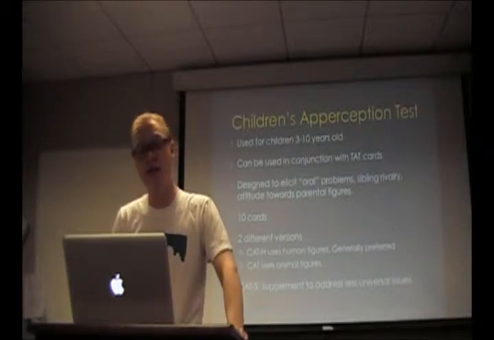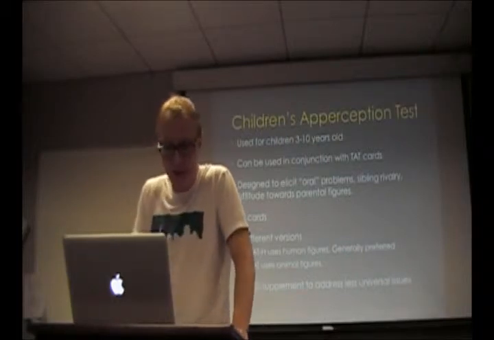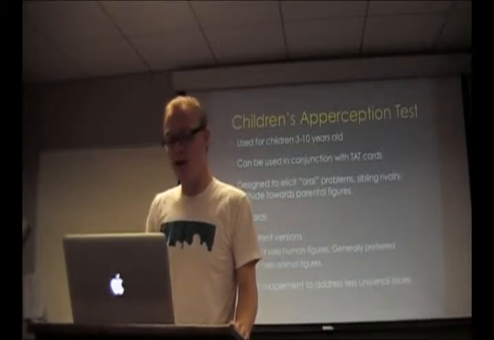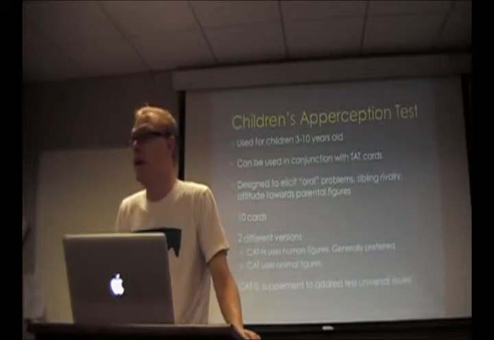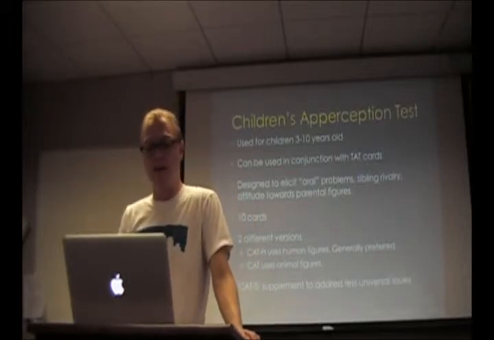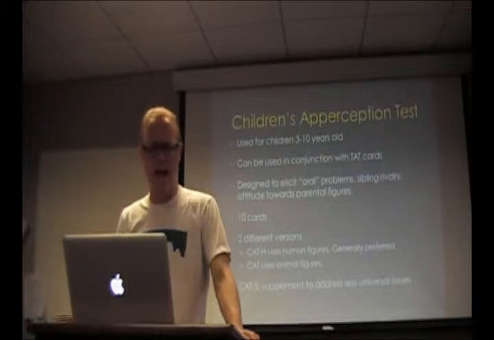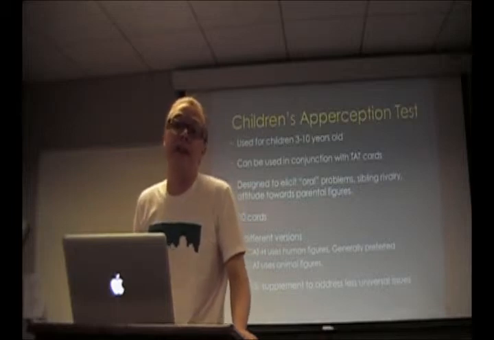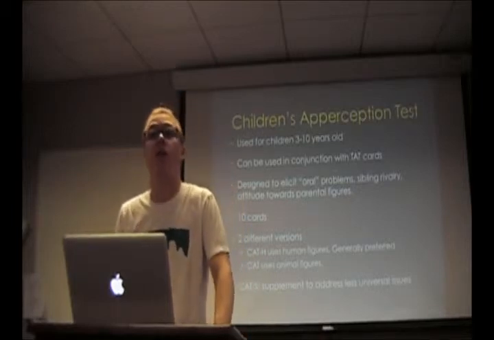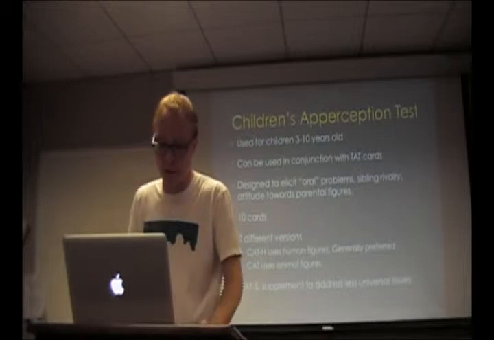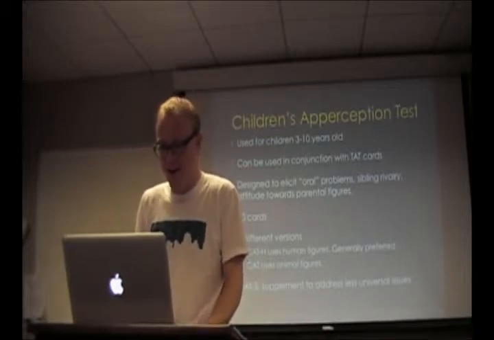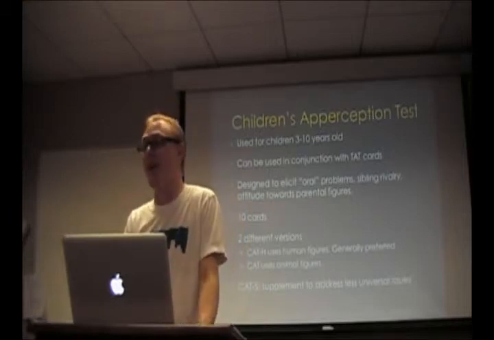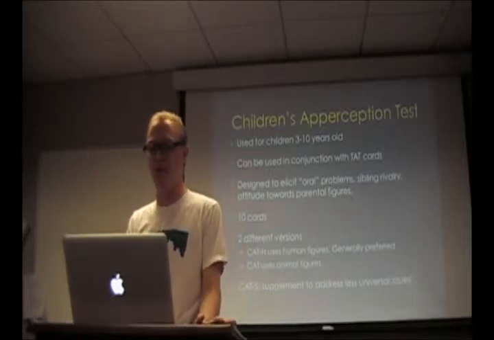There are only 10 cards. Usually they're all given if you're only doing the CAT. But there are 2 different versions. There's the CAT-H, which uses human figures. Usually that's the one that is given. And then there's also the CAT or CAT-A sometimes, which uses animal figures. The idea is that sometimes if things are very difficult for children to project onto humans, it'll be easier for them to project onto little furry creatures. Usually there's no validity showing that it's better to give animal figures, so usually people just give the human one.